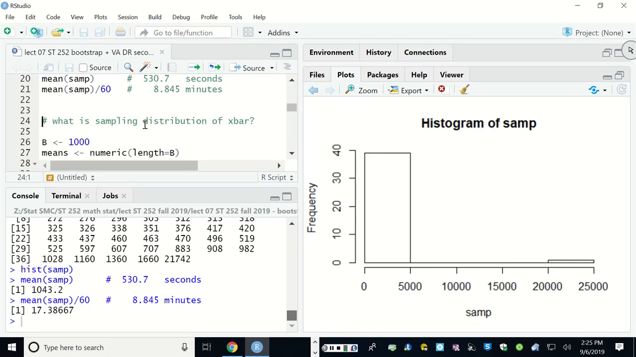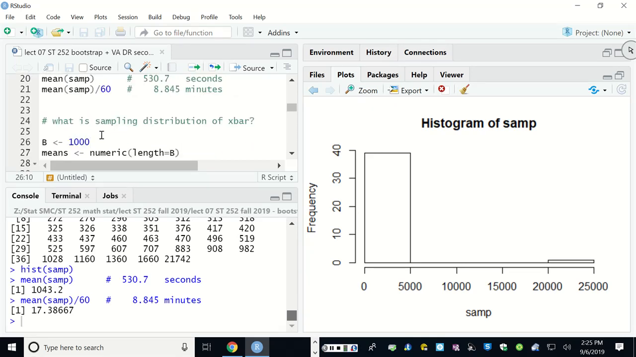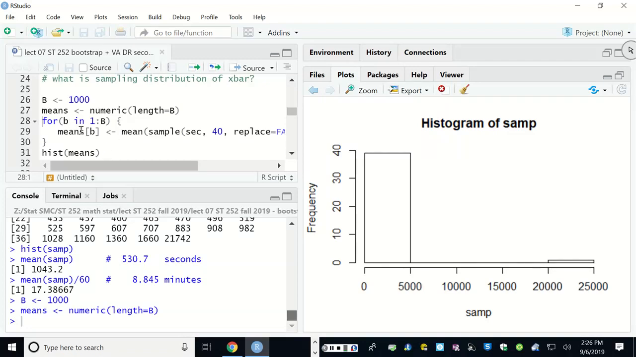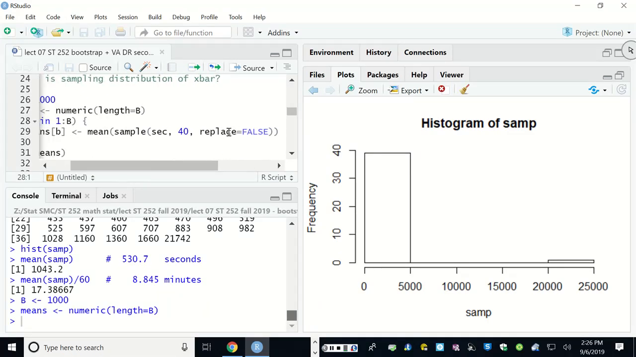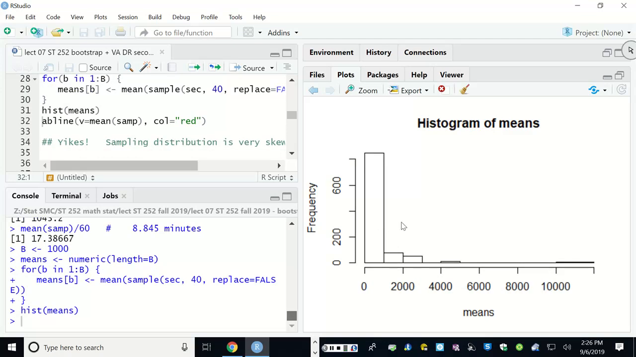Well, what's the sampling distribution of X bar? Right? So let's generate, since we have that 4,000 data, we can take different random samples, right? We can actually get the sampling distribution. We can at least simulate it, right? So let's generate 1,000 samples. Let's get 1,000 means. We're going to go through that loop, and each time we're going to take a sample without replacement, just like you would in a sample survey, of 40 people. And let's look at the histogram of those means.